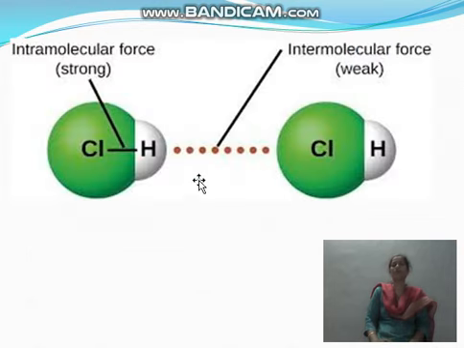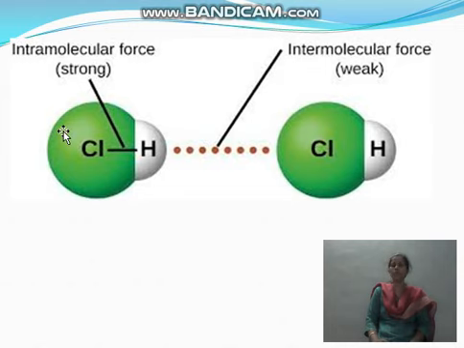Then moving to the diagram, check this diagram. We can see one chlorine atom and one hydrogen atom, and here also one chlorine and one hydrogen atom. Here the chlorine and hydrogen atom are bound by a bond. But here we have HCl, hydrogen chloride, hydrochloric acid. Then two HCl molecules are bound by another bond, which is called the intermolecular force.